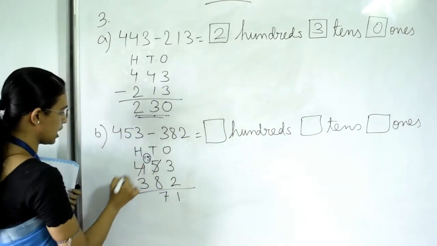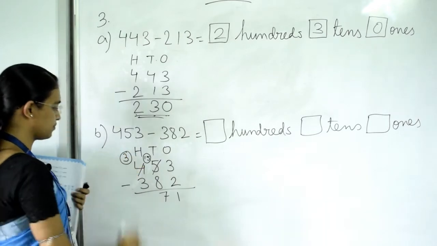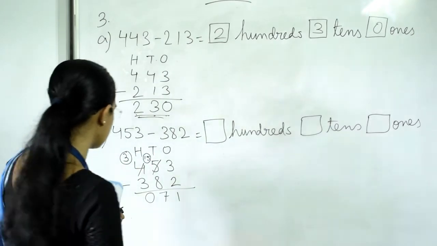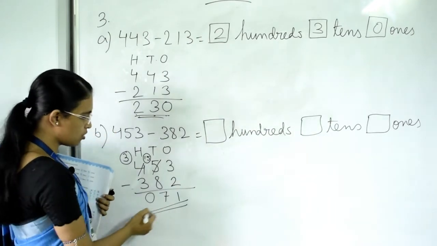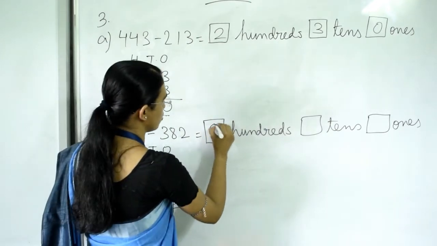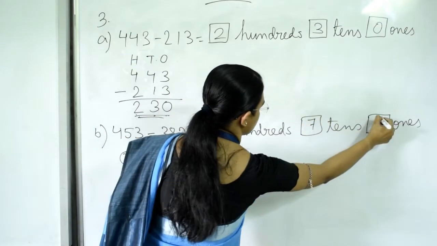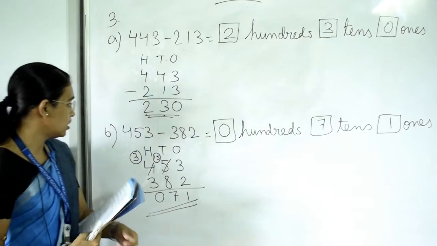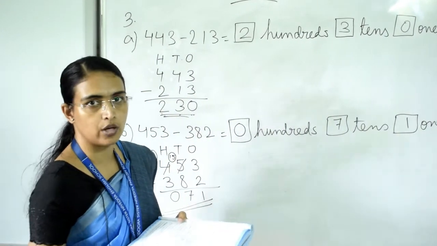Now this carry 1 becomes 3. 3 minus 3 is 0. So the answer is 071. That means 0 hundreds, 7 tens, 1 one. In this way you have to do this sum. So question number C is your homework.